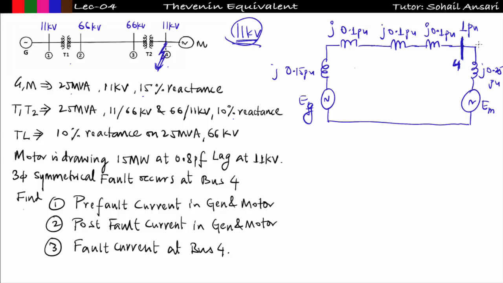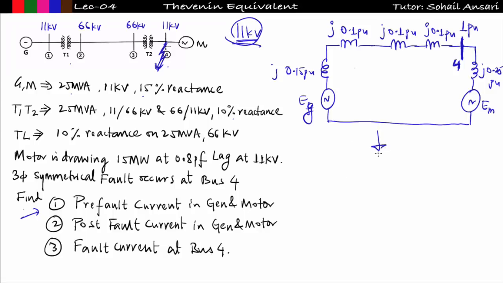If I have to write the voltage in per unit, then it will be 1 per unit. So this is my pre-fault reactance diagram. Pre-fault means whatever parameter, whatever diagram I am making, is before the occurrence of the fault. The first question says I have to find the pre-fault current in generator and motor, which means I have to use this reactance diagram only, right?